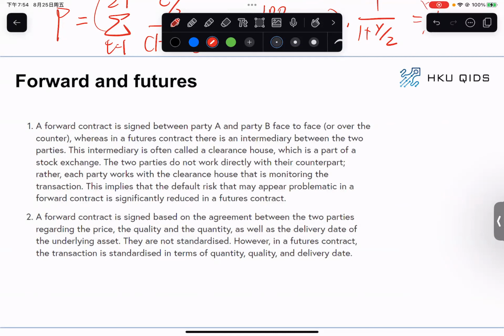It's like the foundation of the options, but you need to know the first thing is that the forward contract is OTC, which means you can just build up a forward with anyone who is willing to trade with you. But for futures, there is a clearing house, which is usually an exchange.